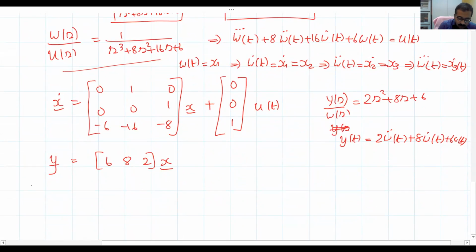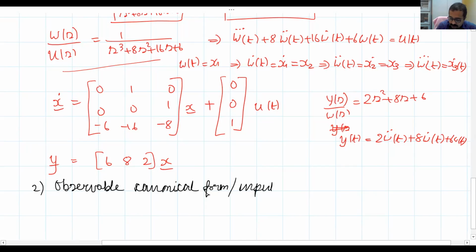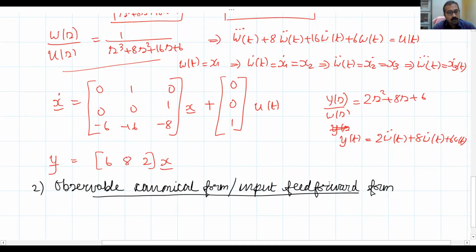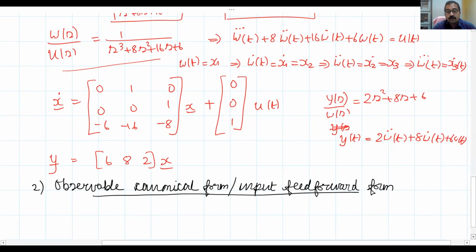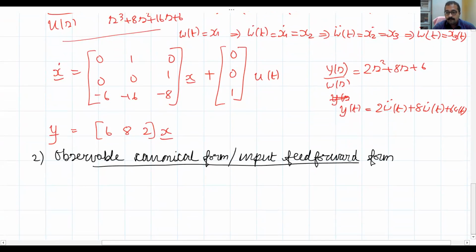Next one is observable canonical form. It is also called input feed forward form. Okay, observable canonical form or input feed forward form.